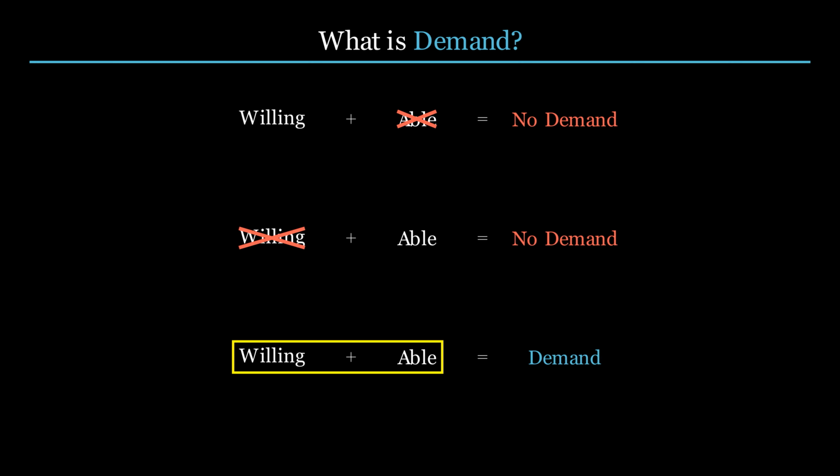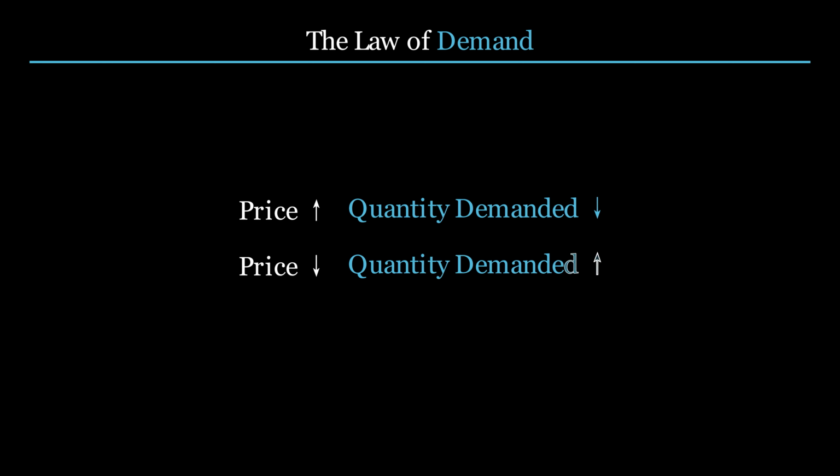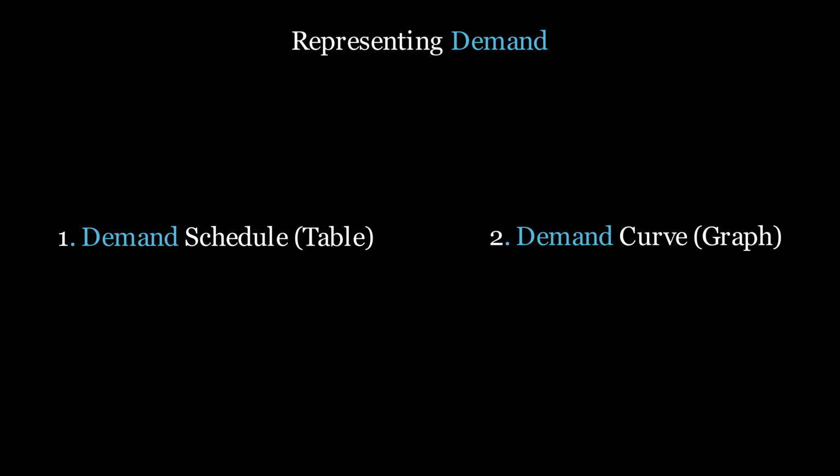Now, let's talk about one of the most fundamental principles in all of economics, the law of demand. It states that when the price of a good rises, the quantity demanded falls, and when the price falls, the quantity demanded increases, assuming nothing else changes. Now it sounds simple, and it is. There are generally two ways to represent this idea: the demand schedule and the demand curve.